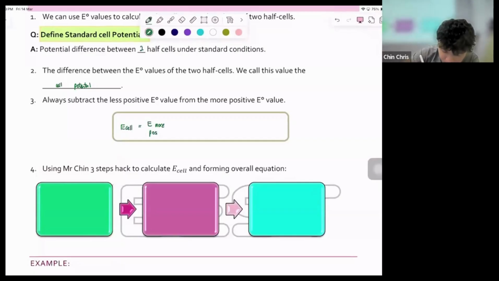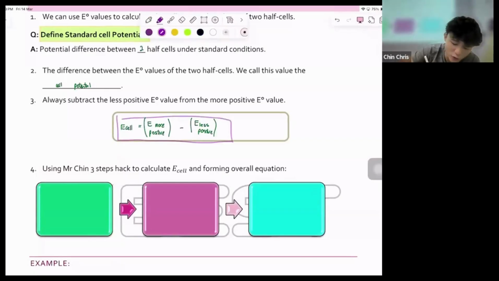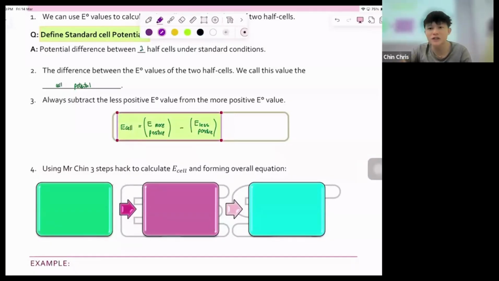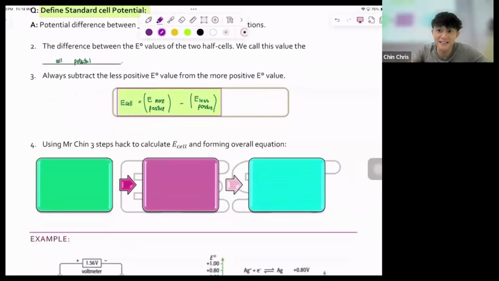More positive value minus a less positive value. That's it. You learn this in school, maybe. If your school teacher is as lazy as me, then they'll give you this formula. Usually the school formula is reduction minus oxidation. But if your school also teaches more positive minus less positive, it means your teacher is as lazy as me. A good teacher.